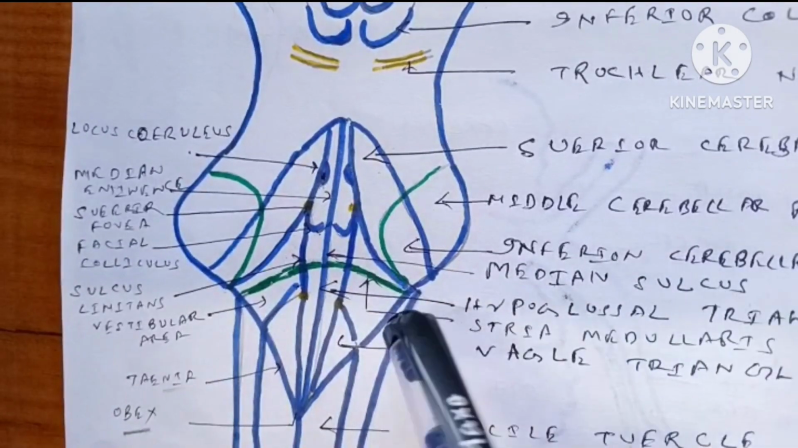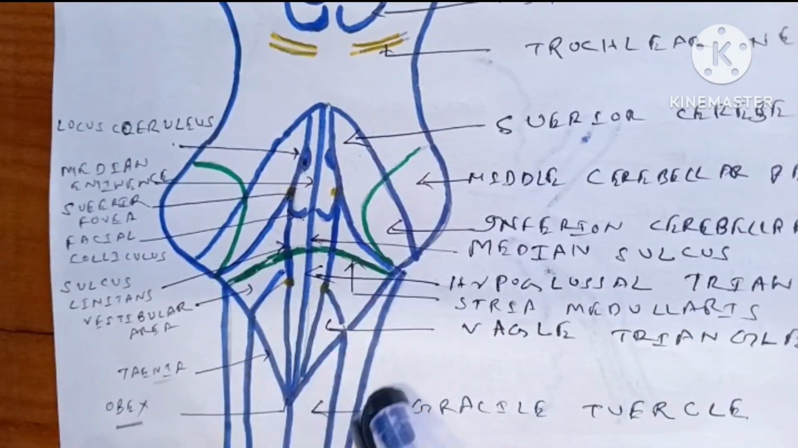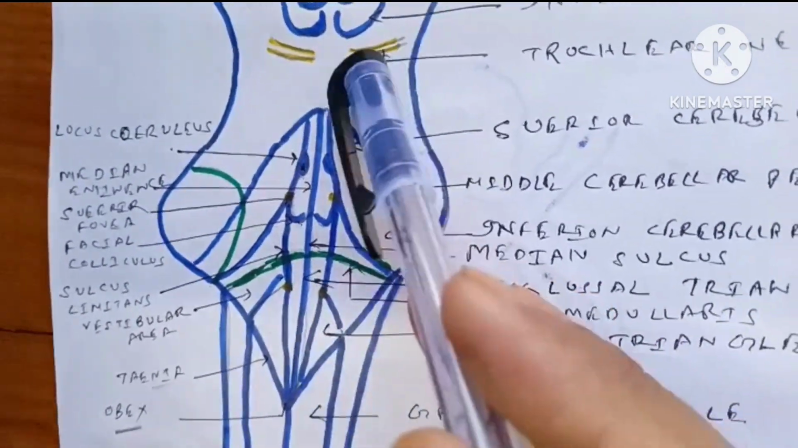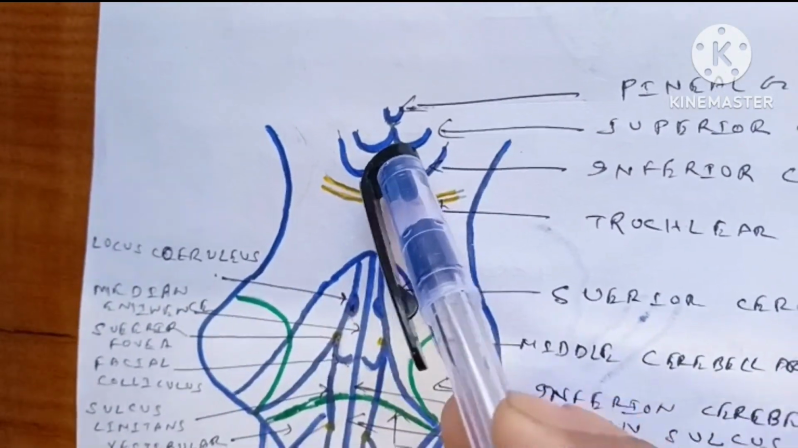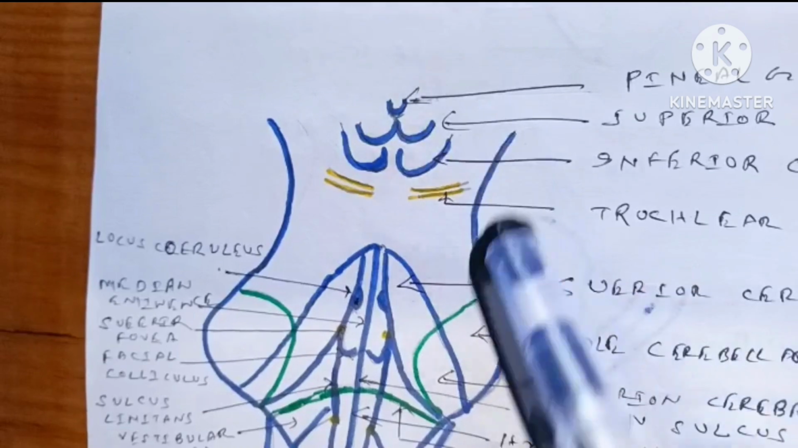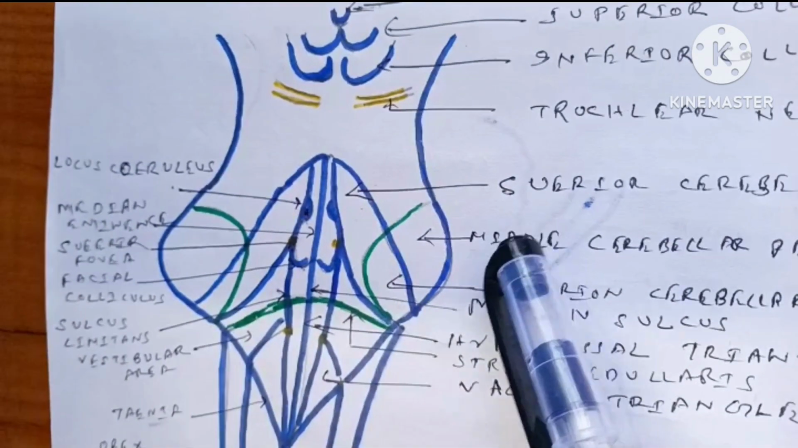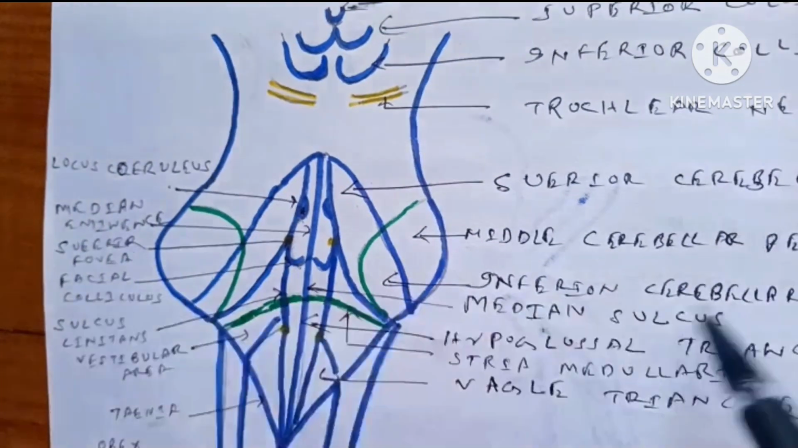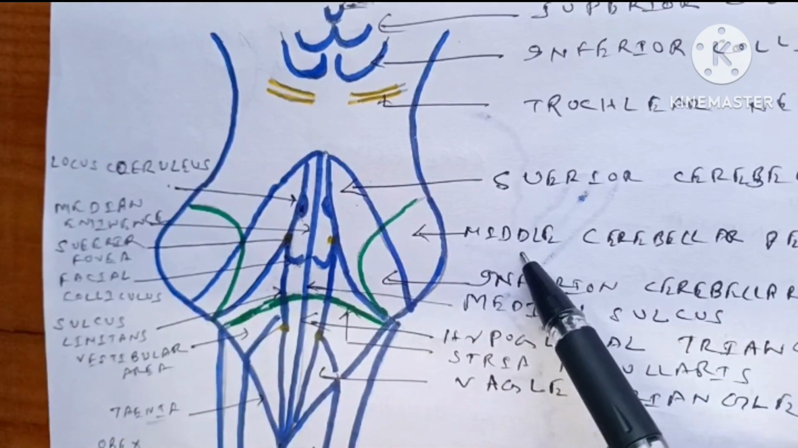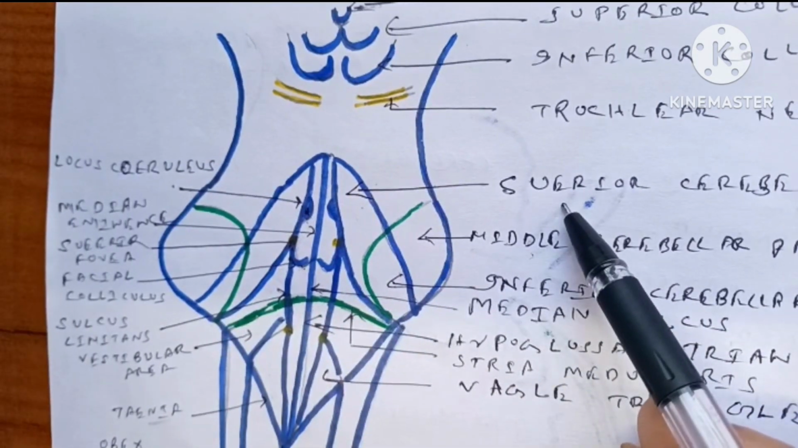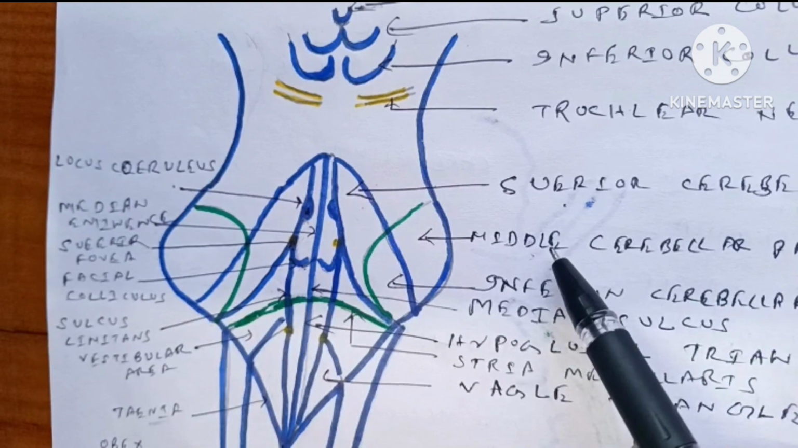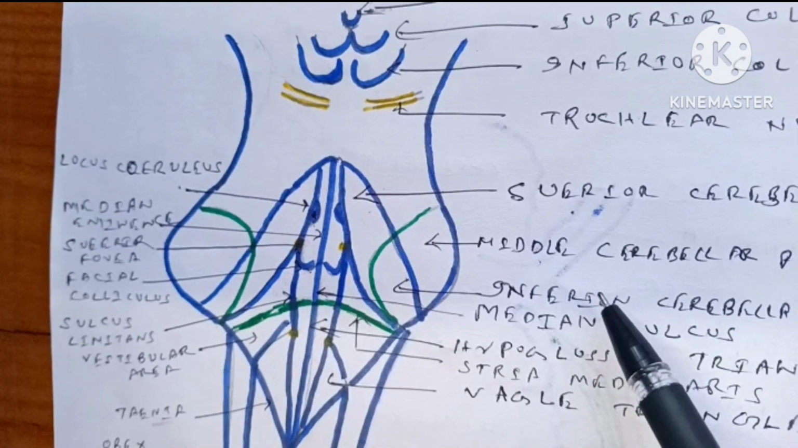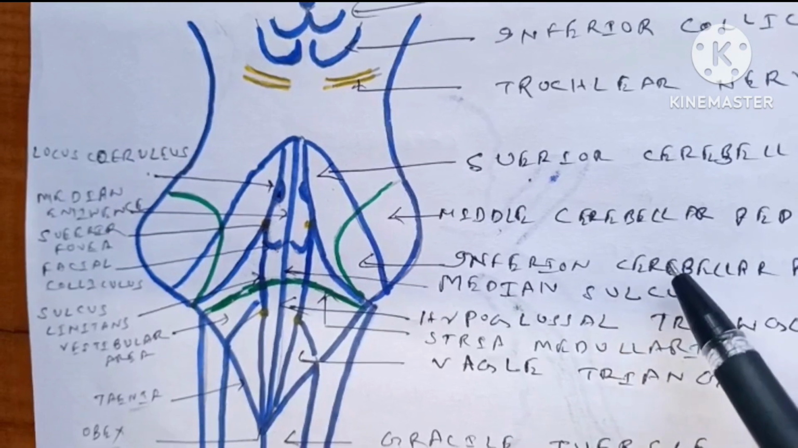This is the fourth ventricle, rhomboid shaped, diamond shaped. Here is the trochlear nerve and the superior and inferior colliculi, the corpora quadrigemina, and the pineal gland. And here are the superior, middle, and inferior cerebellar peduncles. From the superior peduncle the midbrain is attached, from the middle the pons is attached, and from the inferior the medulla is attached.